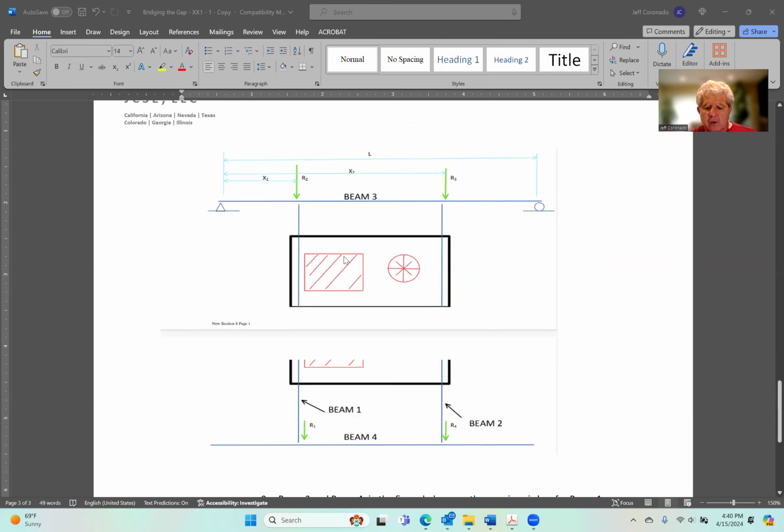All right, so now we're looking at the girders, although we're calling them beams here, that's okay. You can call them a beam, you can call them a girder, it doesn't really matter. Point is, beam one here is supported by beam 3 at the top and beam 4 at the bottom. Likewise, beam 2 gets supported by beam 4 at the bottom, beam 3 at the top.